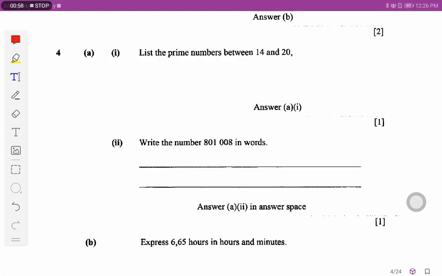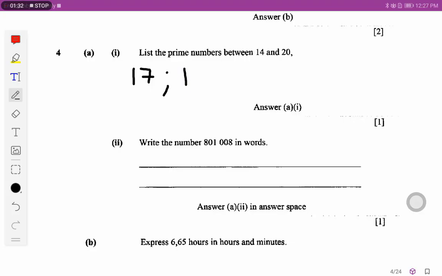List the prime numbers that are between 14 and 20. Okay, so you find out from 14, the prime numbers that we have, we've got 17. Basically, on this question, you have to understand what a prime number is. A prime number is a number that can be divided by 1 and itself. So the number that I have between 14 and 20, I've got 17.